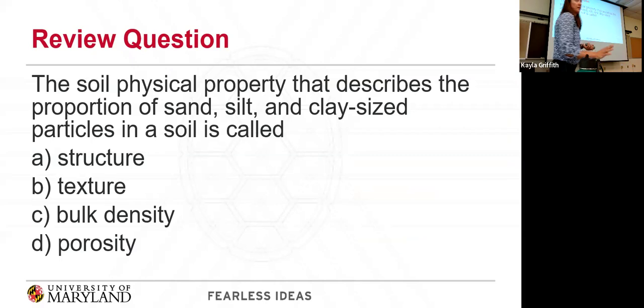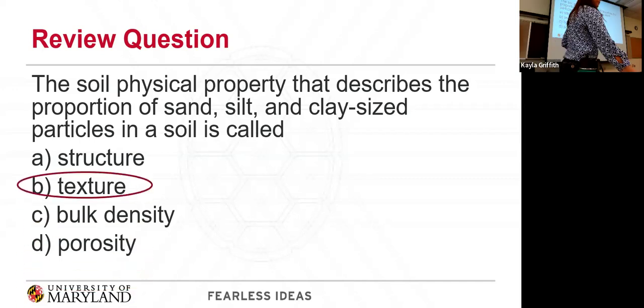Okay, I think this is the last question. We've talked about the structure, texture, bulk density, porosity, water holding capacity. The soil physical property that describes the proportion of sand, silt, and clay-sized particles in the soil is called? Hey, you guys are smart.